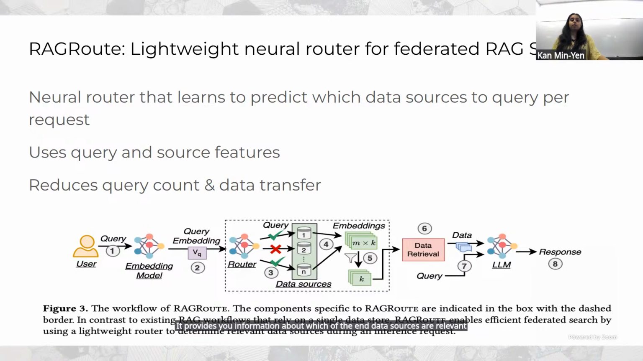Let's say it chooses m out of the n. Now it creates m times k embeddings, and we have one more step where we filter further to create the top k embeddings. After this, the data is retrieved, the query is combined with the retrieved data, and we get a response. So essentially, the thing about RAGRoute is that now that we have a router, we don't query all the n retrievals.